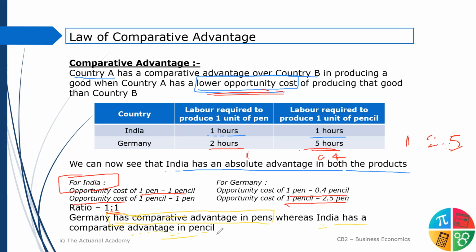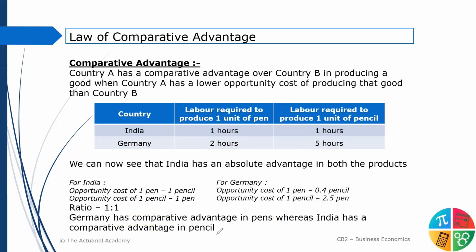So after concluding this, it's completely clear if you look at it in cost terms. For one pen, for India, the cost of producing one pen is one pencil, and the cost of producing one pen for Germany is 0.4 pencils. Definitely, the cost is lesser here. Lesser cost means comparative advantage. Germany has a comparative advantage in pens.